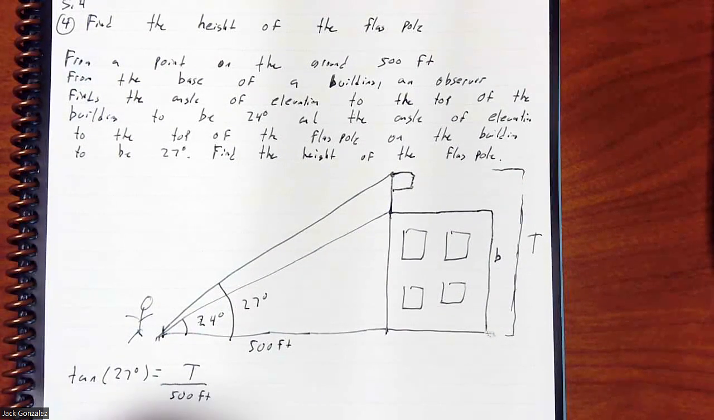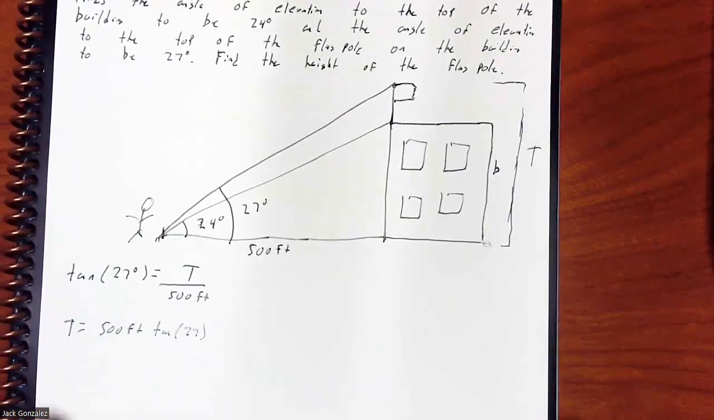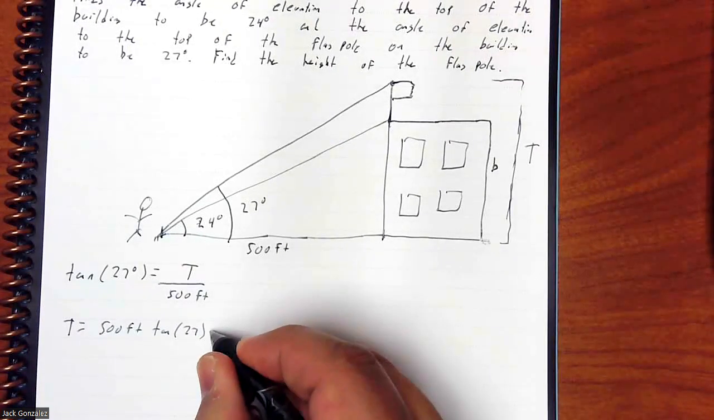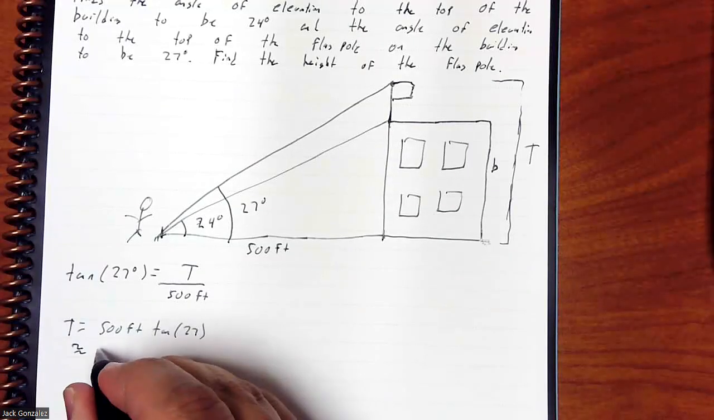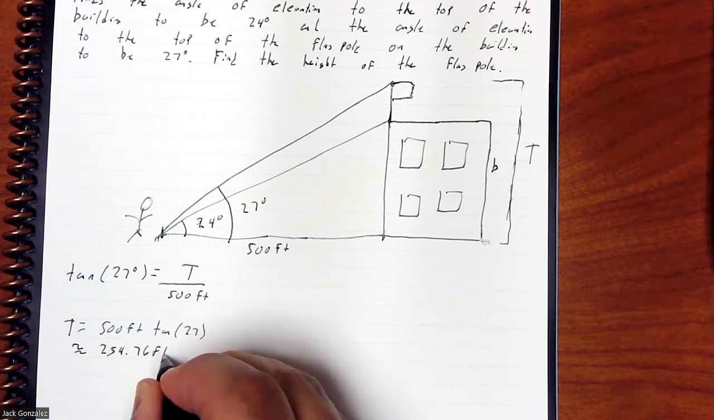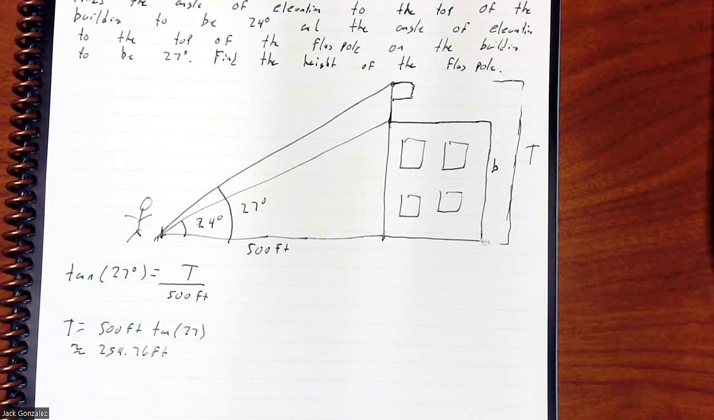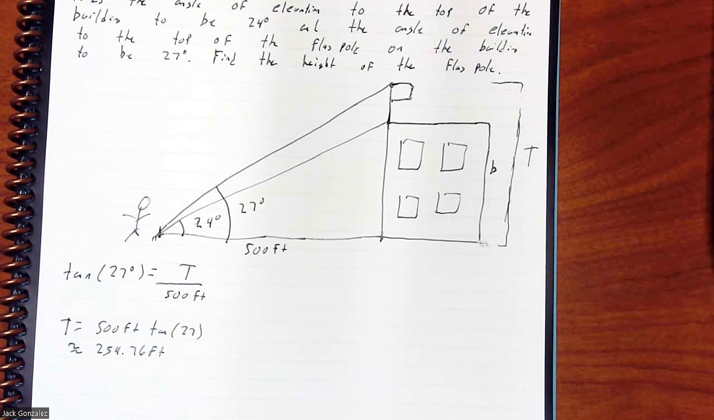So capital T will equal, let's skip the algebra because we're low on time here, 500 feet times tan of 27 in your calculator, which is roughly 254.76 feet. Yes, thank you. So now we have the total. Now find the building, and you can just subtract the two and you'll have the flag left over. See where we're going with it?